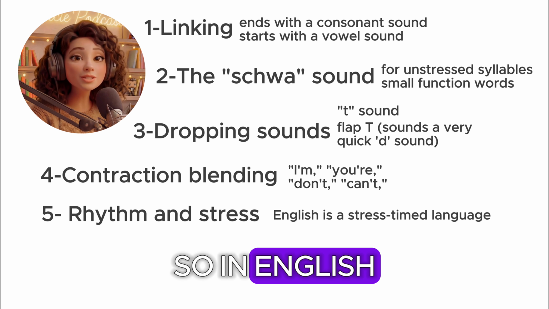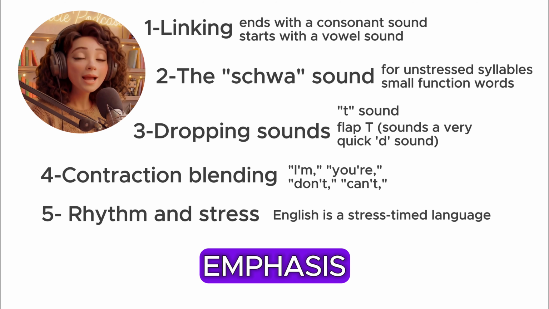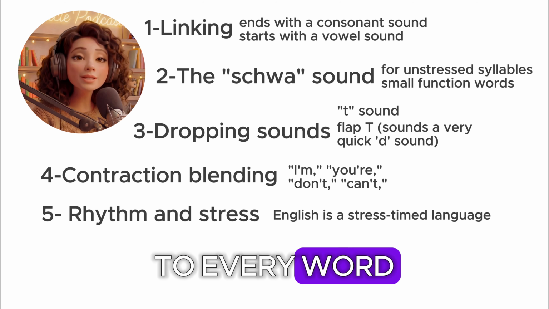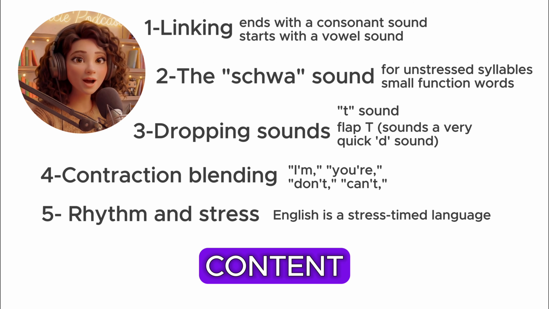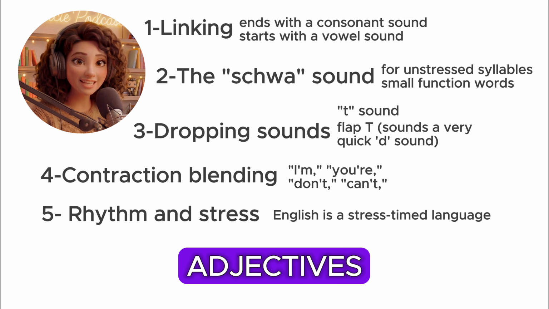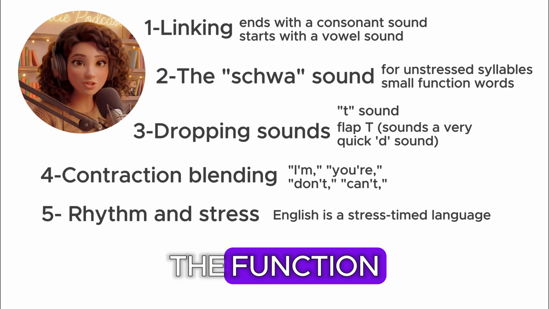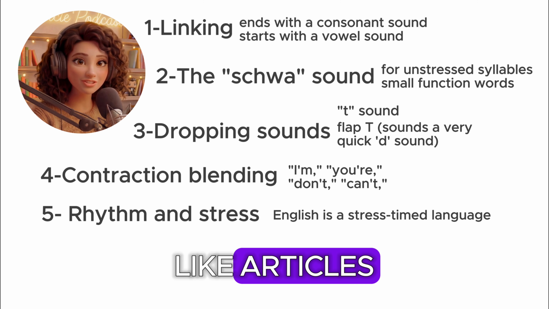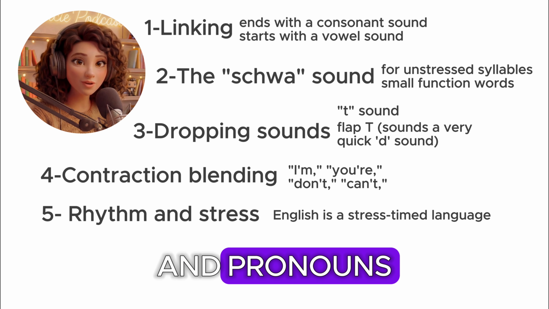So in English, when you say a sentence, you don't give equal emphasis to every word. Instead, you stress the important content words like nouns, main verbs, adjectives, and adverbs. And you reduce the function words like articles, prepositions, auxiliary verbs, and pronouns.